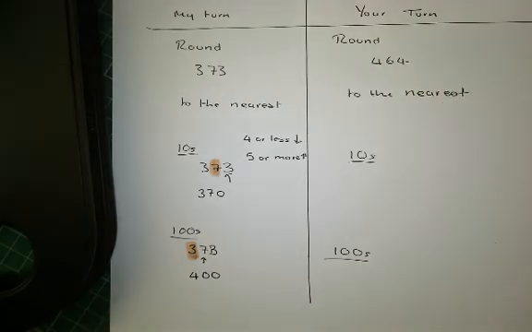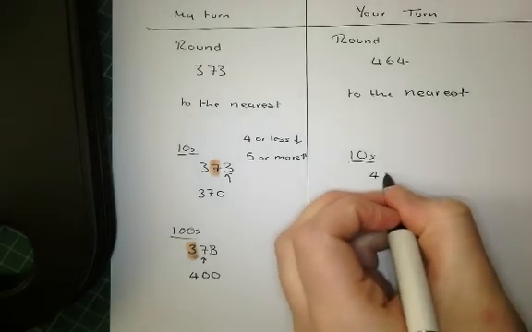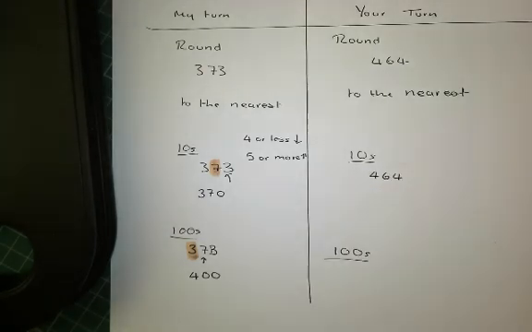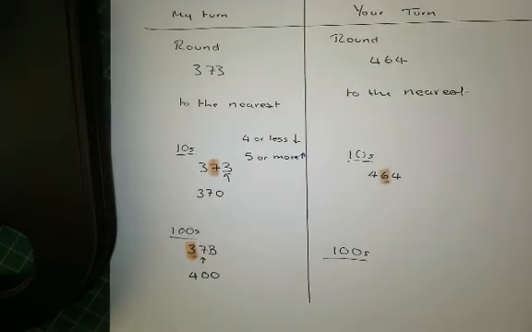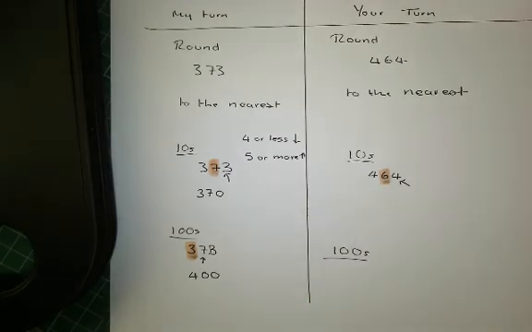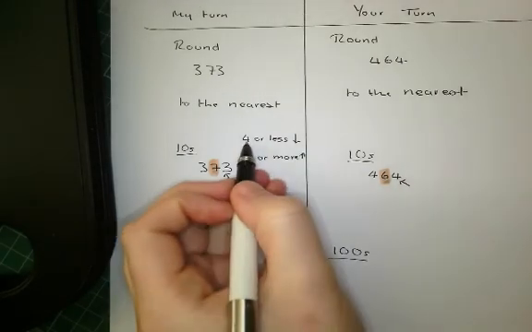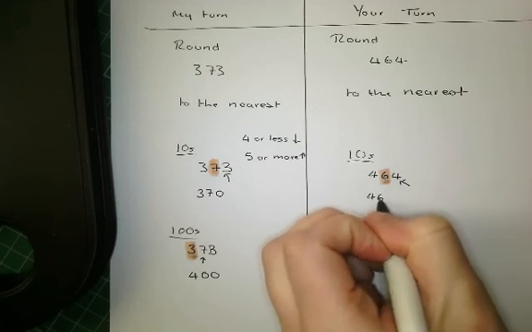Have a go at your turn, please. So for your turn, we're rounding 464, and I'm rounding it to the nearest 10. So I'm going to look at my tens column, and the column to the right, the 4, is going to decide if I round up or down. 4 is 4 or less, so we're going to round down to 460.